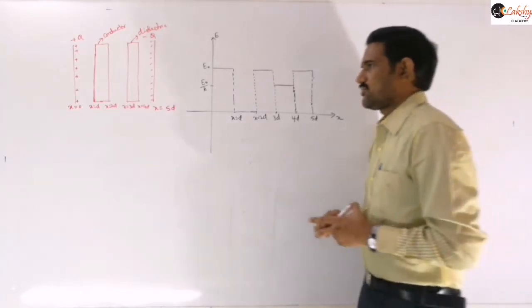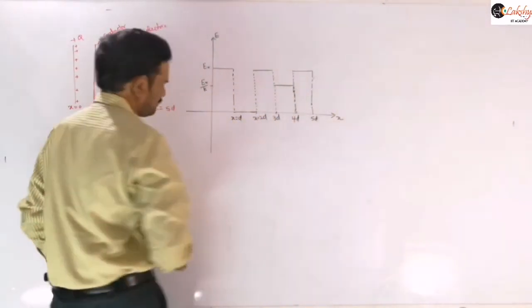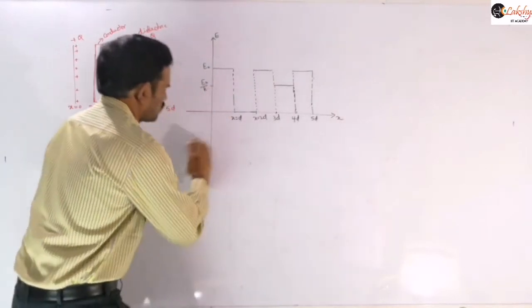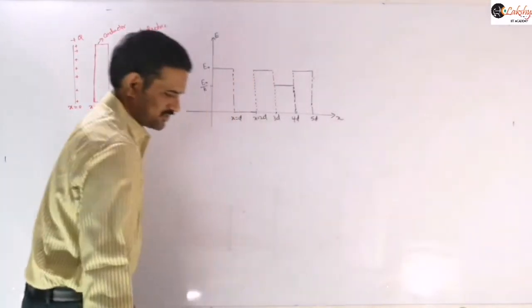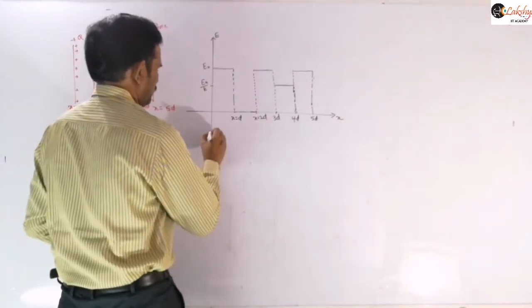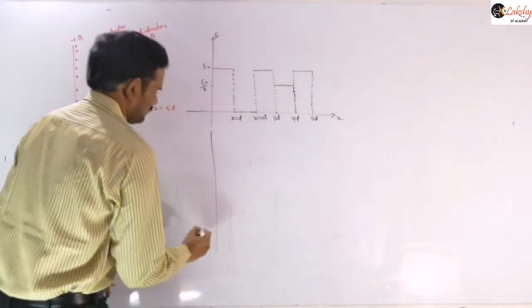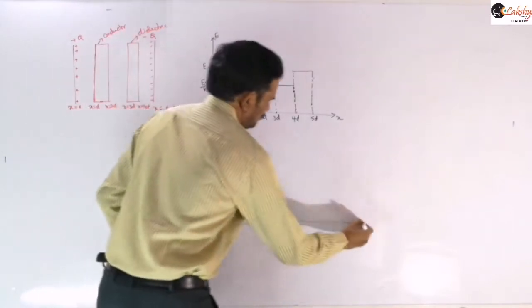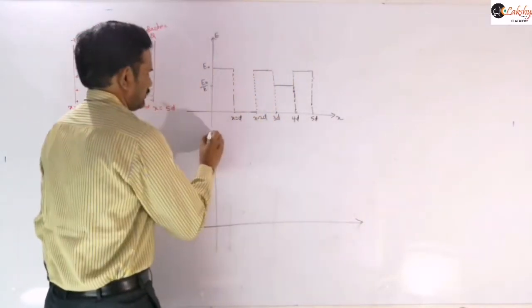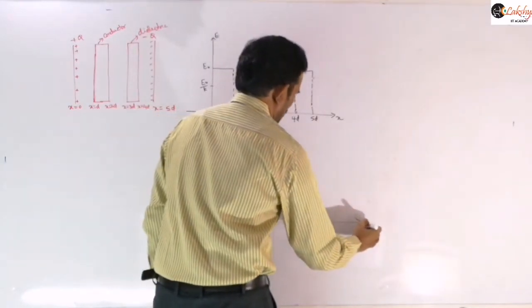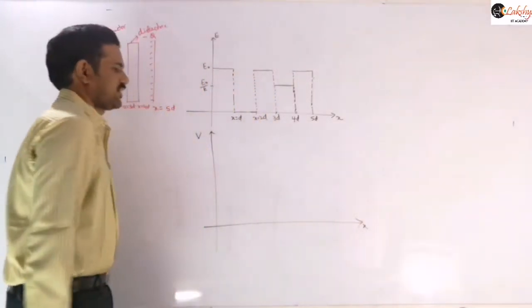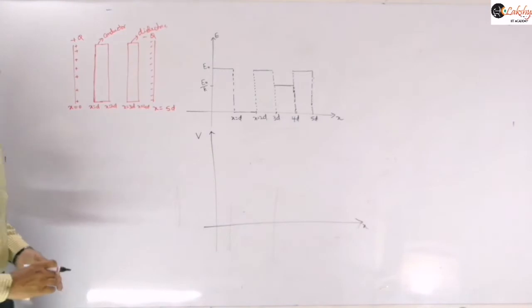And now let us draw the variation of the potential when you are traveling from the positive plate to the negative plate. So this is V and this is, say, X. Now we need to draw the variation of this potential.